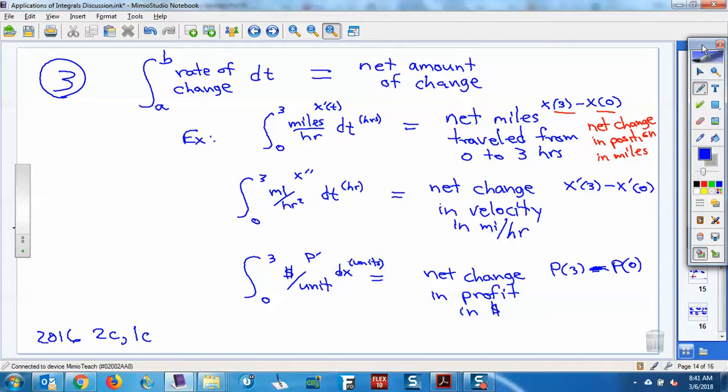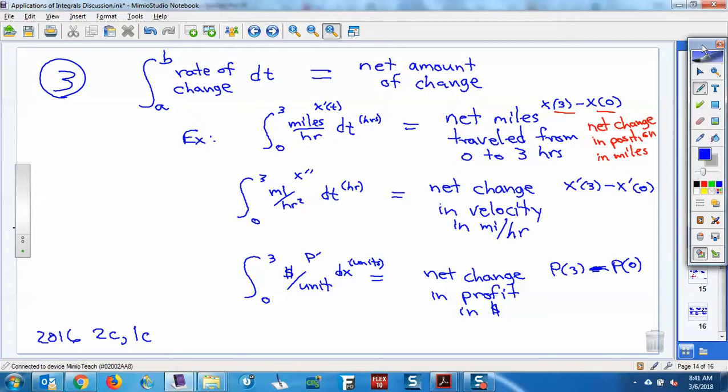That makes sense. You can have a change in velocity. If you're accelerating, your velocity is changing. So this is your rate of change of velocity, and this is your net change of velocity: your velocity at the end minus your velocity at the beginning. Because if it's x double prime in the integral, it's x prime when we do the fundamental theorem. So it's velocity at the end minus velocity at the beginning, a net change of velocity.